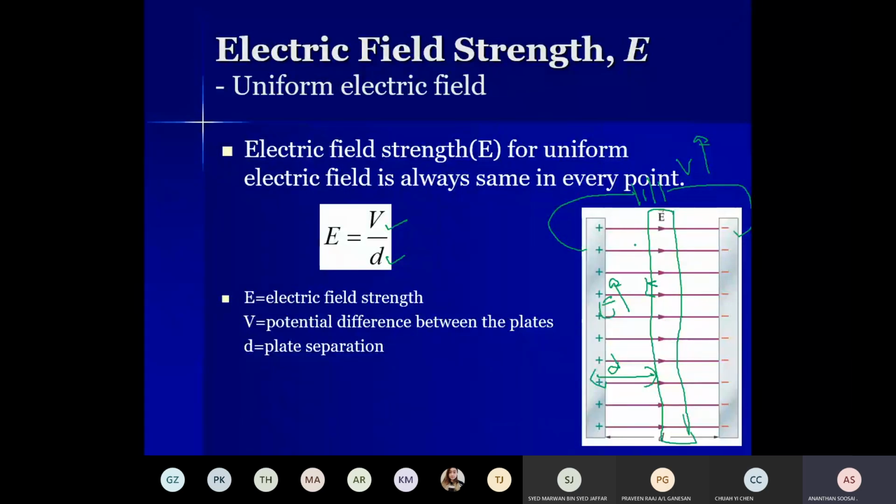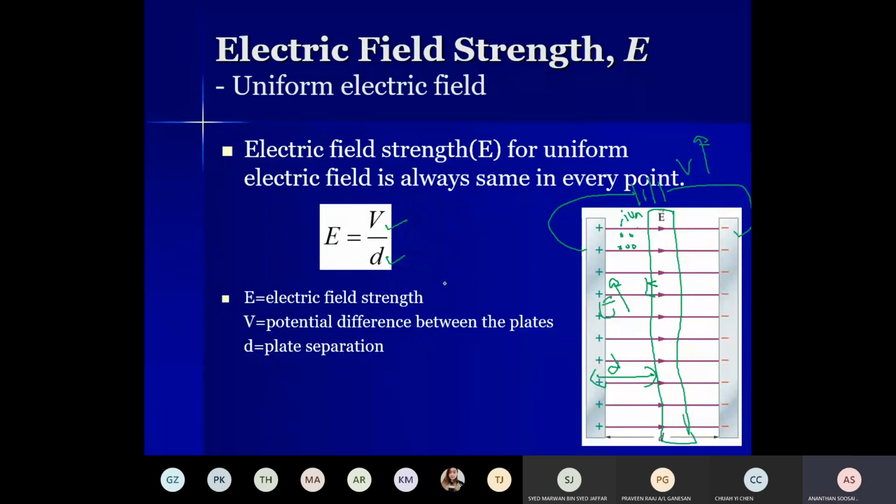When the field is very strong, what will happen? The air particles can start to ionize and produce a spark. A spark will happen if the field is very strong.